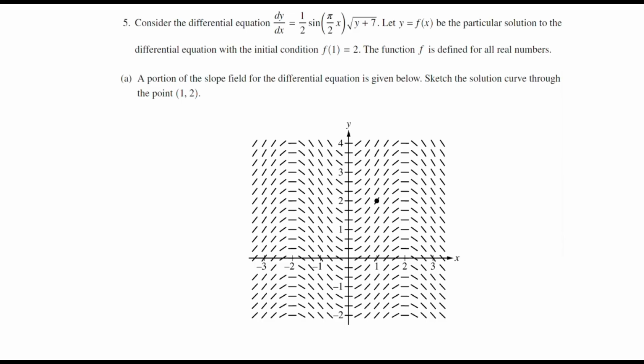All right, so this is question number 5 from the 2022 AP Calculus AB exam. It's another differential equation question. And so part A here is just asking us to sketch a portion of a solution curve that goes to the point 1, 2, given this slope field that we have.